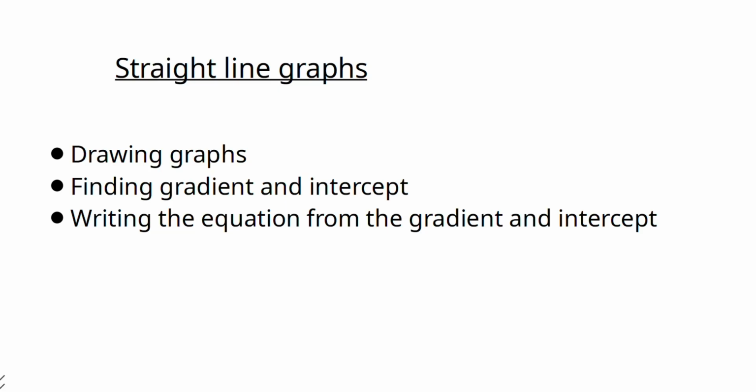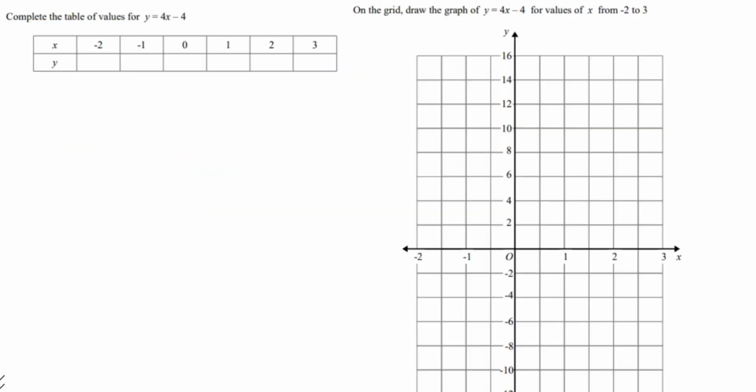Okay, so let's start with drawing graphs. Now, when you're given a table of values, we have to be able to complete the table of values and draw the graph from it. Now view this equation as your set of instructions. The y coordinate is equal to 4 times the x coordinate, and we're subtracting 4 from it. So that stands for the y coordinate and the x coordinate. So we have to find the different values of y for our values of x.